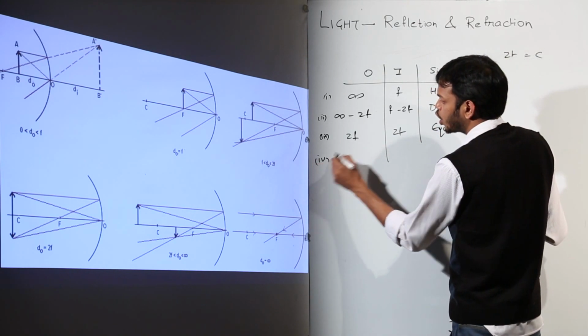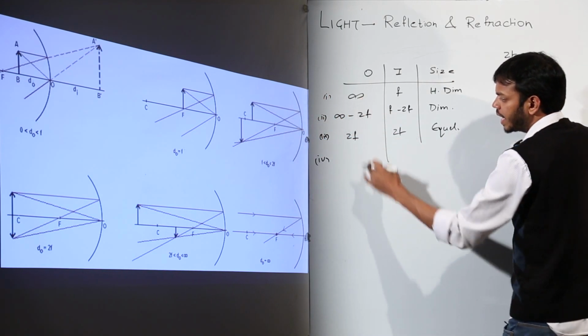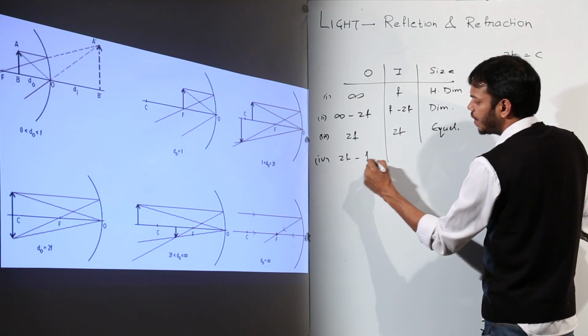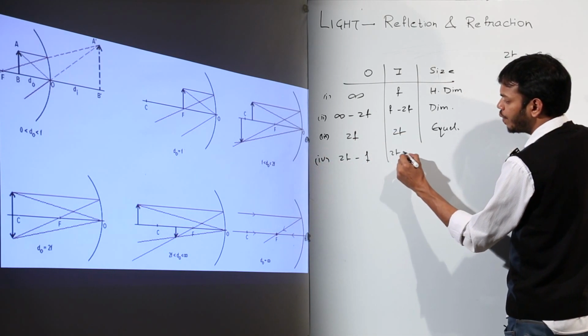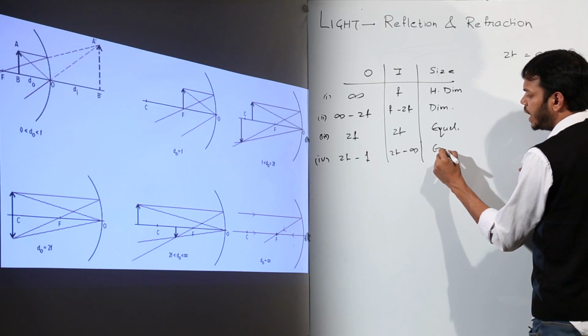So in this case, what should happen in the fourth diagram? Without looking at the diagram, if I try to write, I am bringing it further. So 2f to f, this will get a bit back, 2f to infinity, and the size should increase.